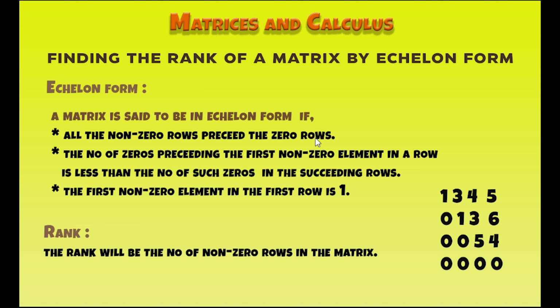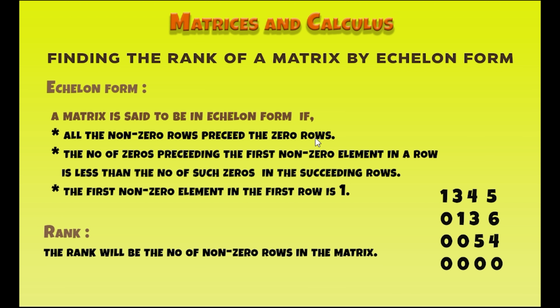Now next, let's discuss the method used to convert a matrix into echelon form. A matrix can be converted into echelon form by performing only row operations. So in converting a matrix into echelon form, only row operations are allowed and column operations are not allowed. Now the next point: converting the given matrix into an upper triangular matrix.